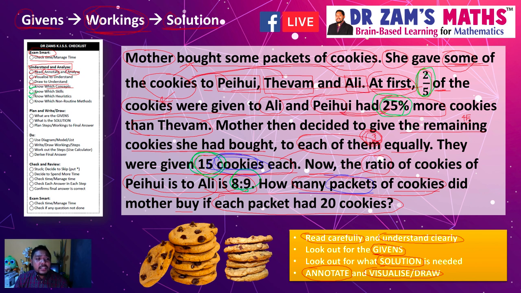And then the next thing is your child needs to know which heuristics are involved here, right? So just now, like I mentioned to you, when your child joins Dr. Zam's math, your child will receive Dr. Zam's problem sums toolbox, okay? So the toolbox contains all the heuristics, all the non-routine methods, right? So for example, we have everything inside this toolbox.